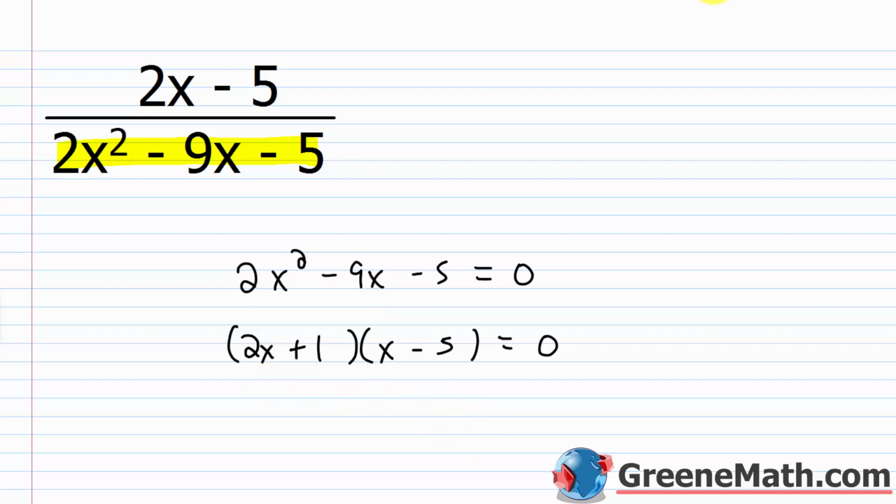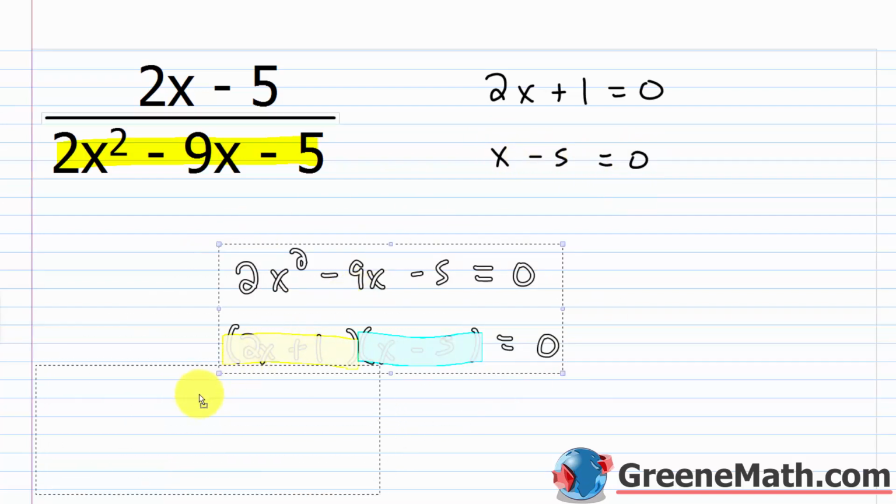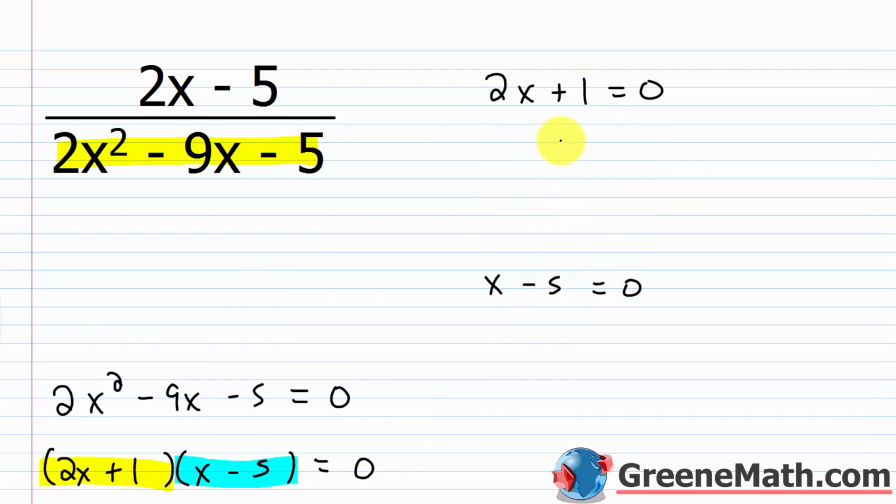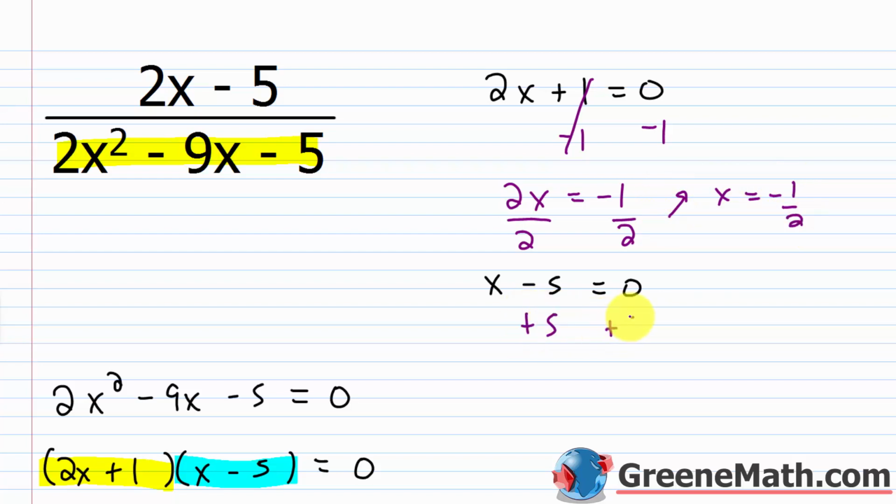All right, so now I'm just going to set each factor equal to 0. This is a factor, and this is a factor. So I would have 2x plus 1 equal to 0, and I would have x minus 5 equal to 0. So for this guy, I'm going to subtract 1 away to start. So this cancels. I would have 2x is equal to -1. Divide both sides by 2, and you would get that x is equal to -1/2. For this guy, just add 5 to each side of the equation. Very simple. You get x equals 5.